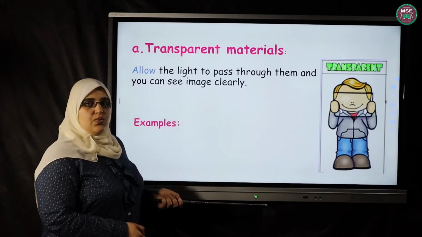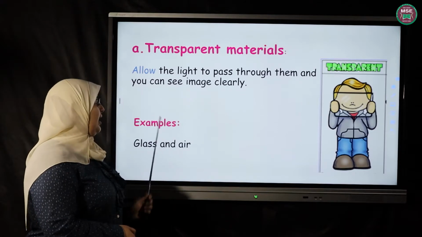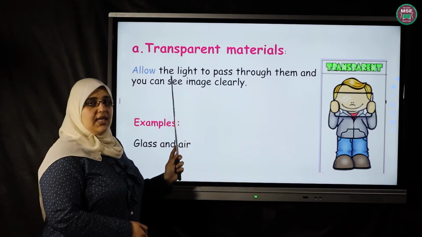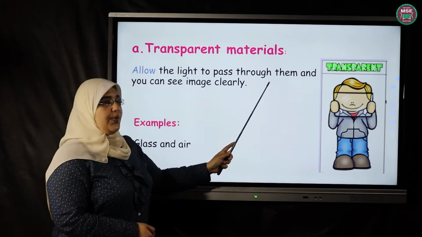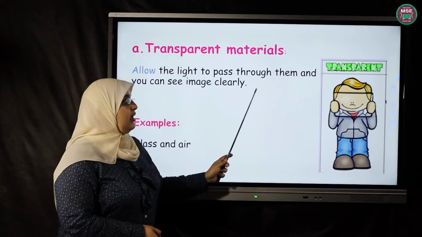Transparent materials such as what? Like the glass, like the air. So the air and the glass, they are transparent material. Why? Because they allow the light to pass through them, and we can see the image behind them clearly, as we see here.